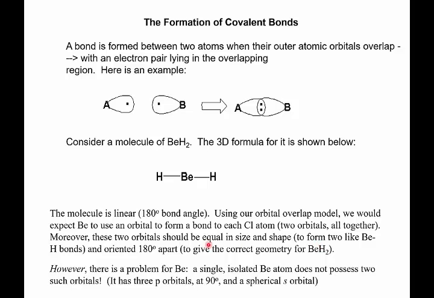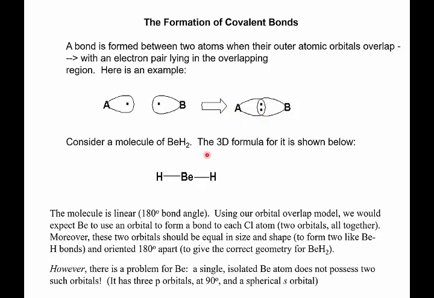This just reviews the idea of a covalent bond formation. We've seen this before in the valence bond model. 2 atoms come together, the outermost orbitals containing electrons get close enough together that they overlap. The electron pair resides in the overlapping region, and we form a covalent bond.